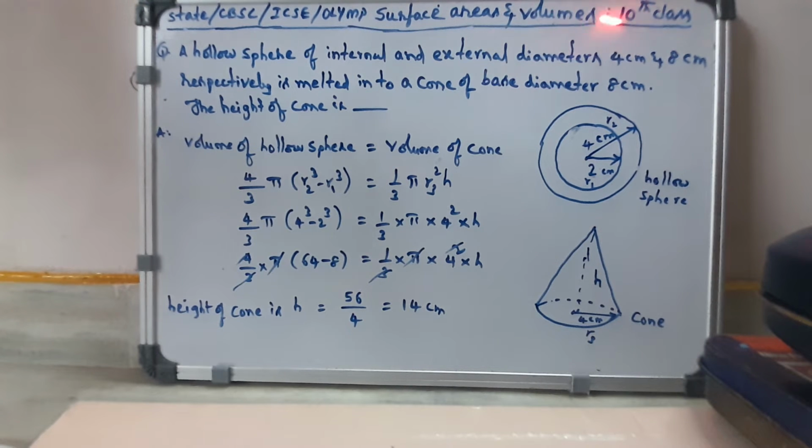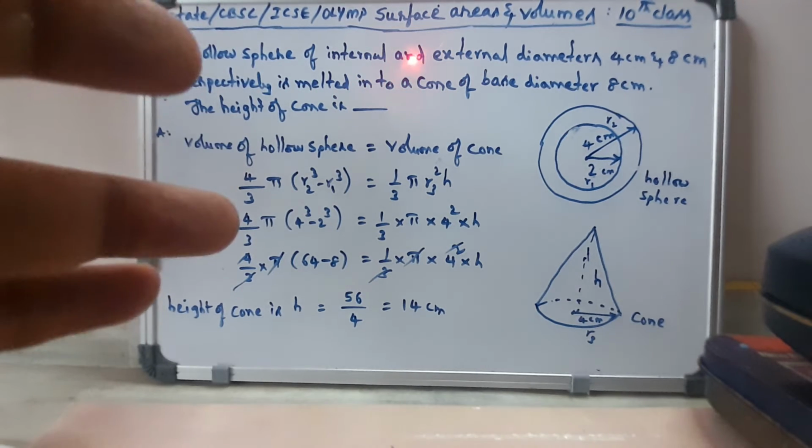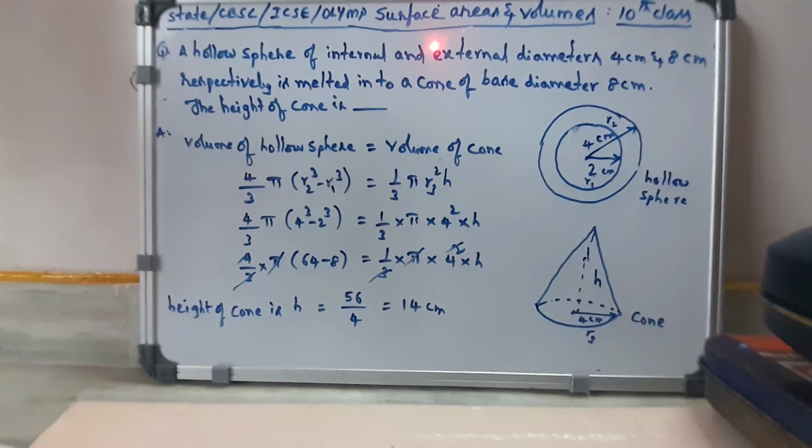Here, surface areas and volumes, 10th class, state, CBSE, ICSE, Olympiad. What is the question here? A hollow sphere of internal and external diameters of 4 cm and 8 cm respectively is melted into a cone of base diameter 8 cm. The height of the cone is.